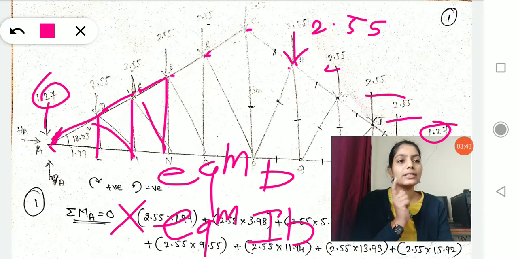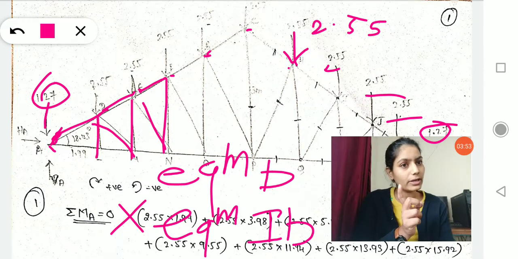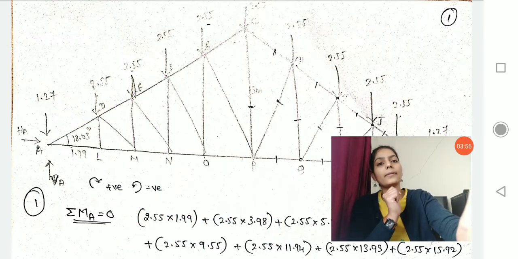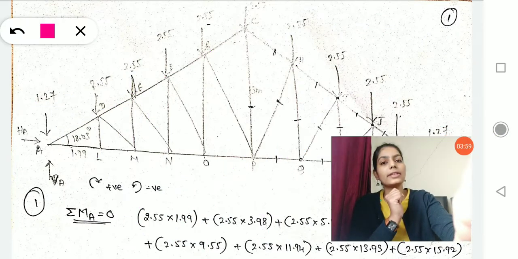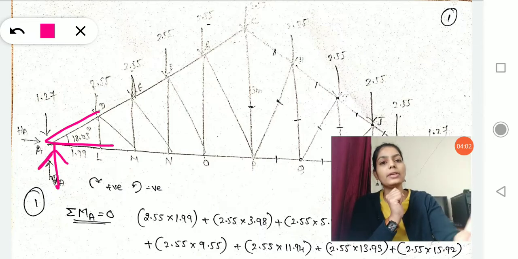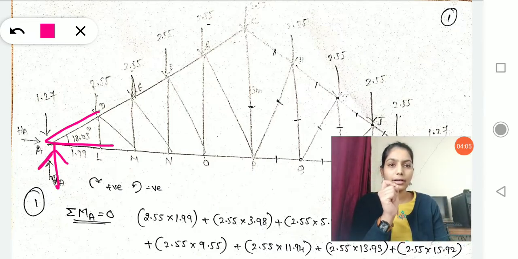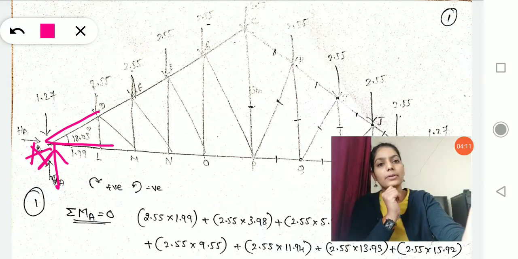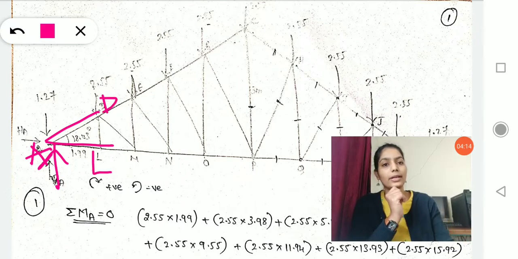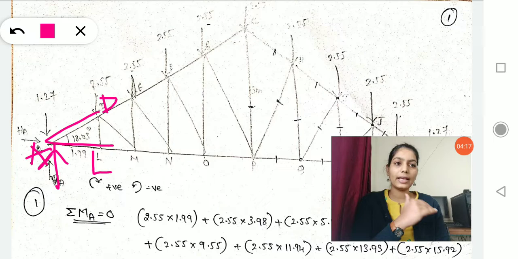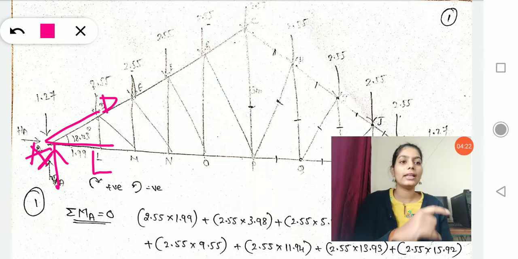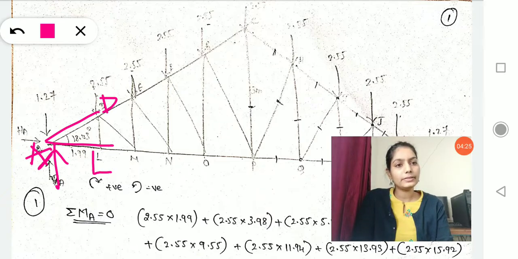Now I am using these equilibrium equations to analyze the truss members with the joint method. Now what is the joint method? See here. In this truss I have taken this support. At this support your members are extending towards the next joints. This is your A support, this is your D joint, this is your L joint. From A to D and from A to L, you have members.